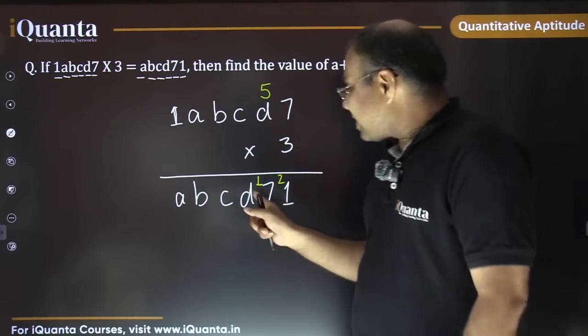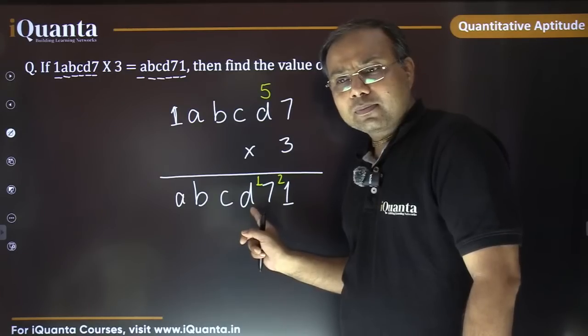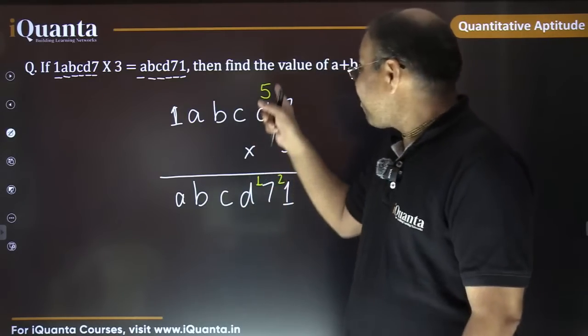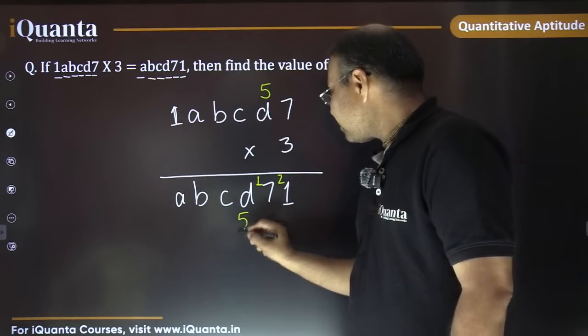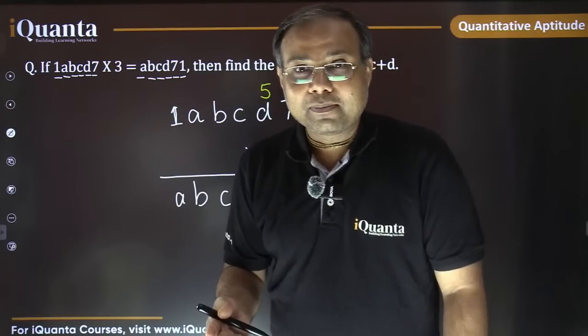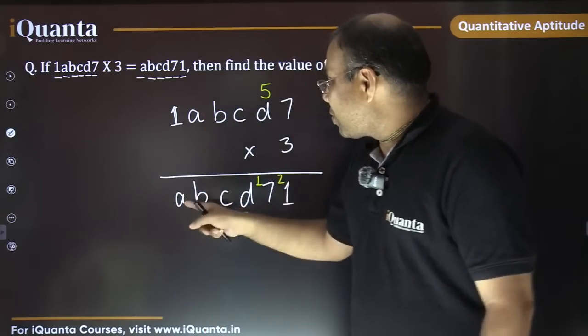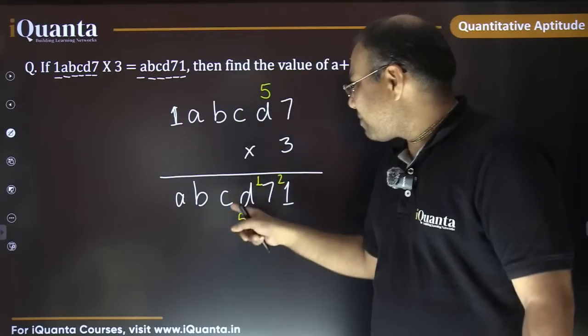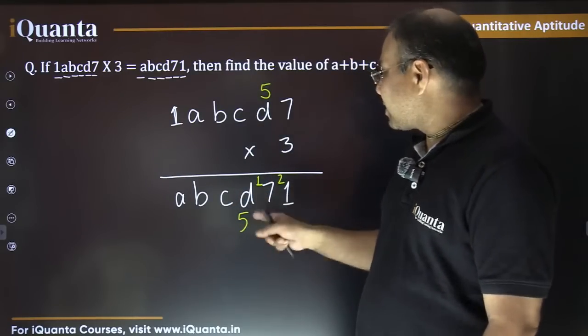Okay, what is the value of D here? Do we know? This D is same, 5, isn't it? Same letters certainly refer to same digits. Fine. So this A equals to A, this B is same as B, this C is same as C, and this D is same as D. So this D is certainly 5.